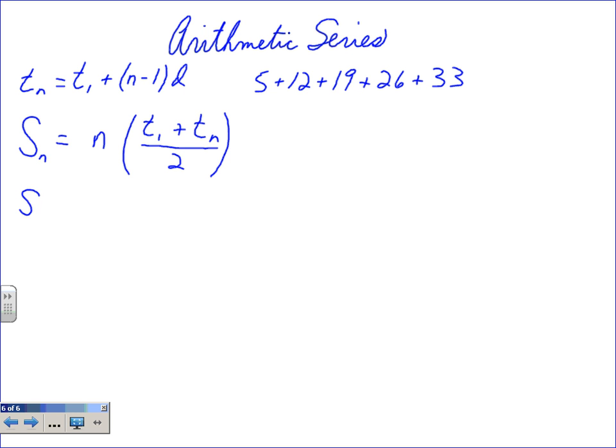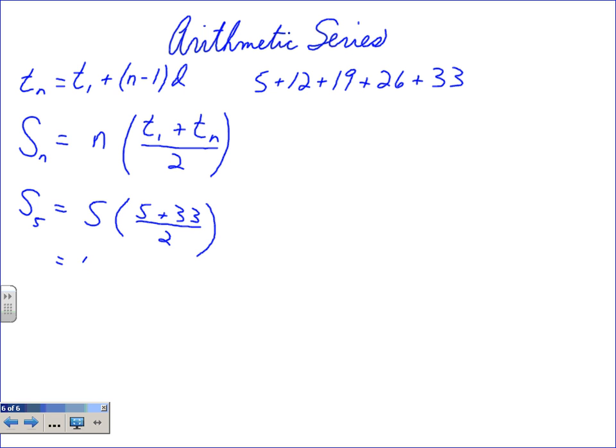I want the sum. How many terms do I have? Up there. 5, right? So the sum of the first 5 terms is equal to N is 5 times, what's the first term? 5. What's T of 5? What's the fifth term? 33, right? So it's the first term and the last term divided by 2, or the average of the two terms, first and last divided by 2. That's how the formula works.